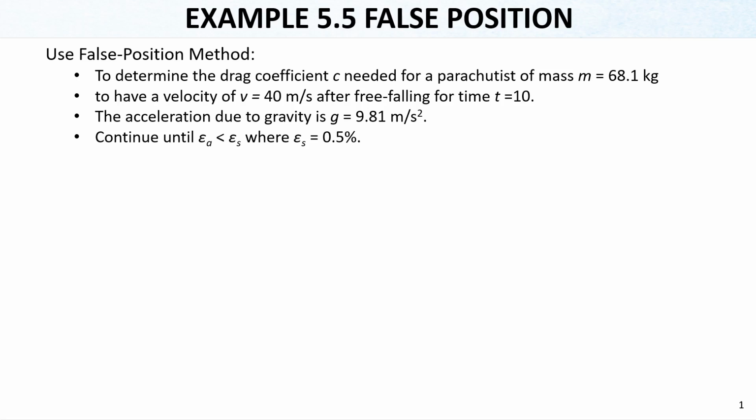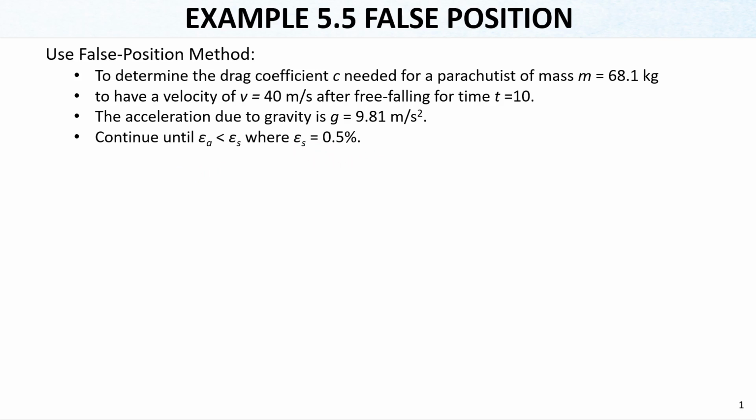Let's apply this false position algorithm for the example that we used for the bisection method. In that example, if you remember, we used the same parachutist problem with the same parameters, and we want to calculate the drag coefficient value, C, using its formula. We want to continue until the threshold is 0.5%, or our approximation error is below this value. So let's try to apply.